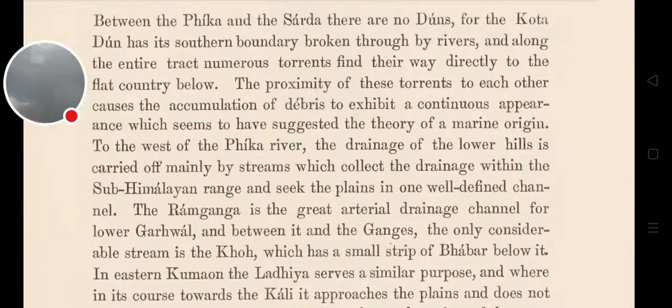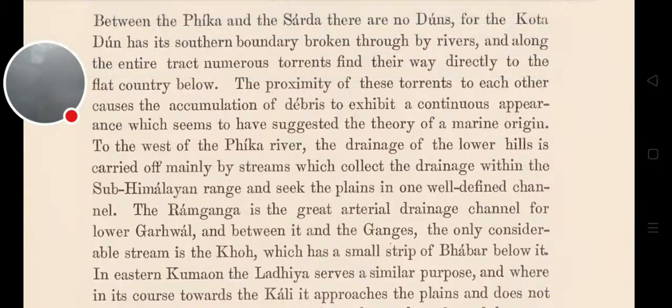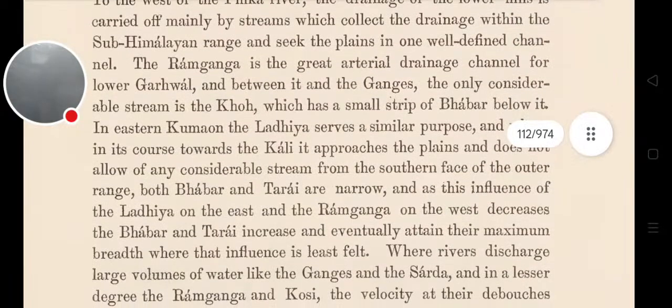To the west of the Fika river, the drainage of the lower hills is carried off mainly by streams which collect the drainage within the sub-Himalayan range and seek the plains in one well-defined channel. The Ramganga is the great arterial drainage channel for lower Garhwal, and between it and the Ganges, the only considerable stream is the Ko, which has a small strip of Babar below it.